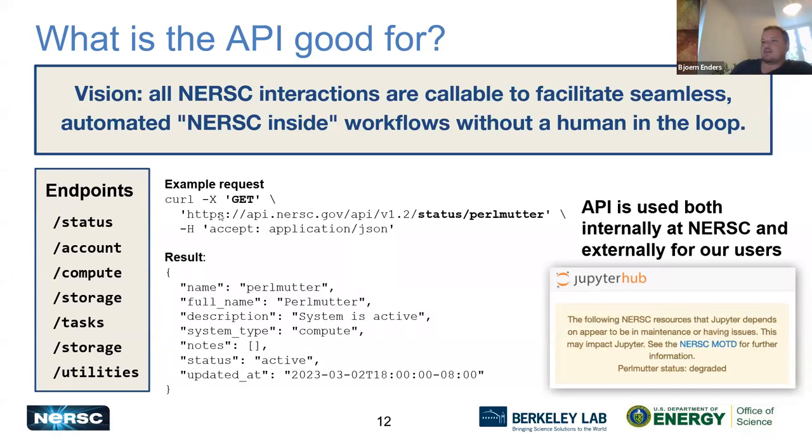And here's an example request. For example, you use curl and just hit the status endpoint, and then you would ideally get a JSON formatted response back, and the parameter is active or degraded or something of the sort. And the API is not only meant to be used externally, we also use it internally for our services. For example, if you ever saw in Jupyter this little yellow box that tells you there's something wrong or you're having issues, this is because Jupyter itself is querying the API to find out what the status of specific services is.